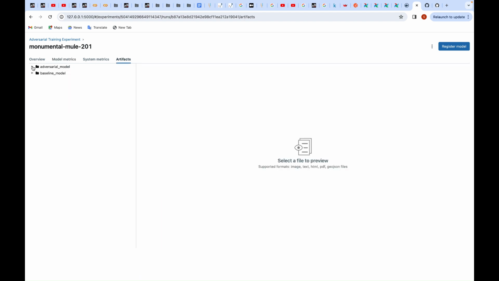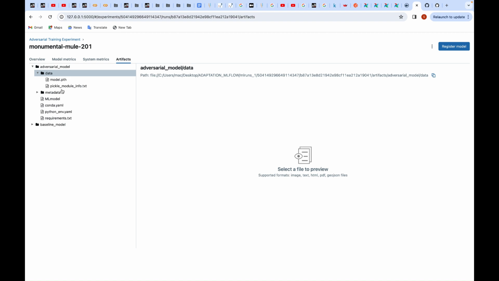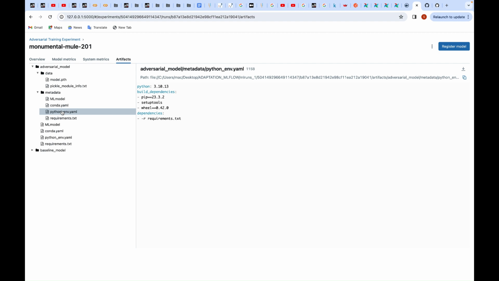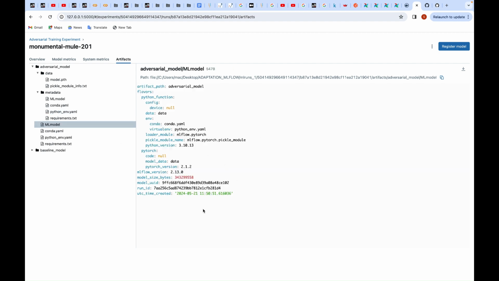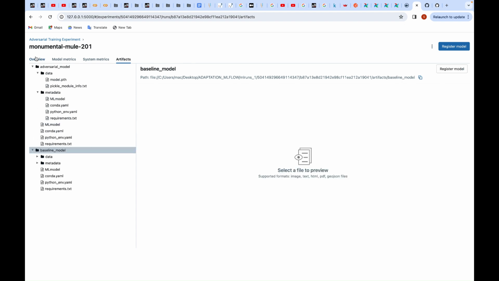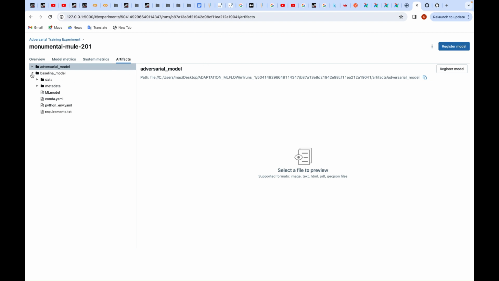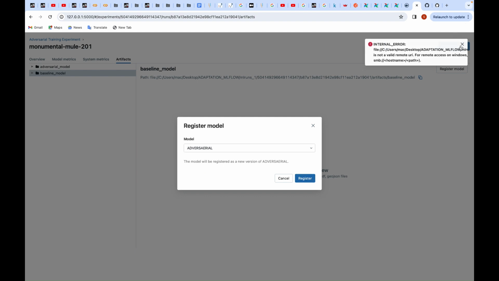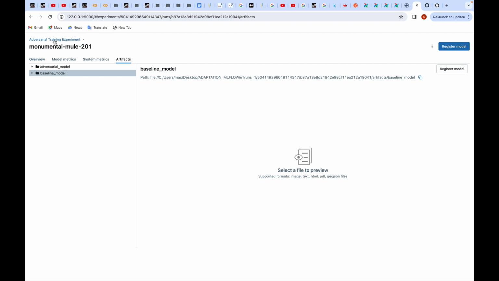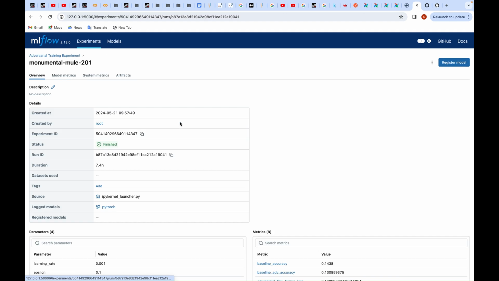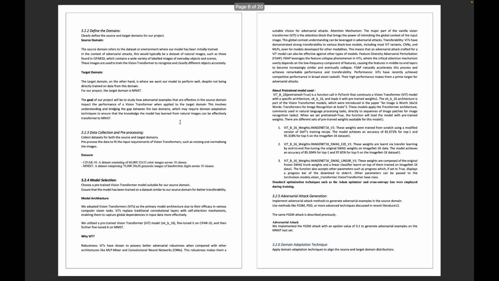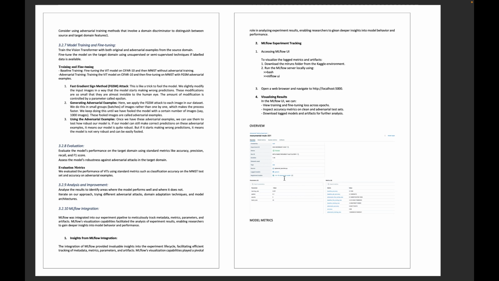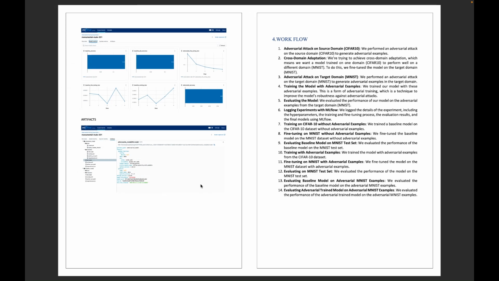And this is the artifact section where we can see everything which has been created. This is the ML model, our ML model which has been created, the baseline model. We can register the model, if we know that this is the only model we want to register, we can just register it like this, and it will come as a registered model. So these are the things you can explore. I have already shared again and again. I've given all this so that while you read the report, it becomes easier.